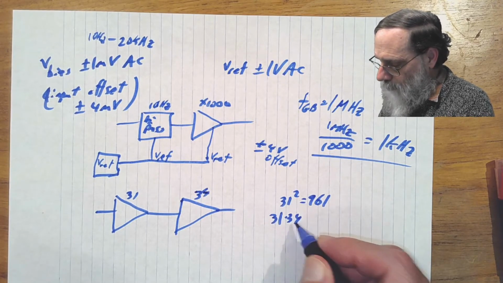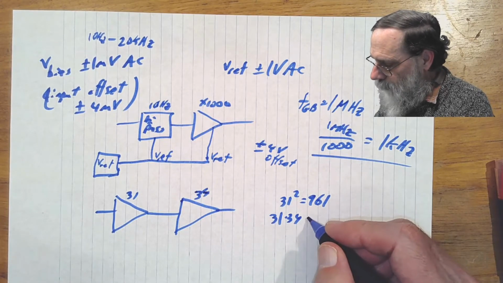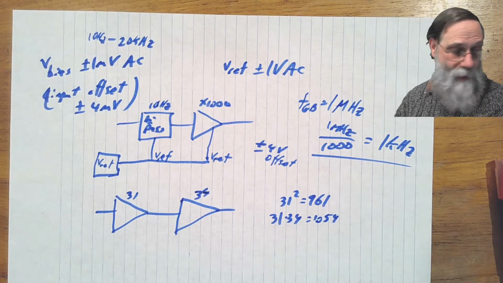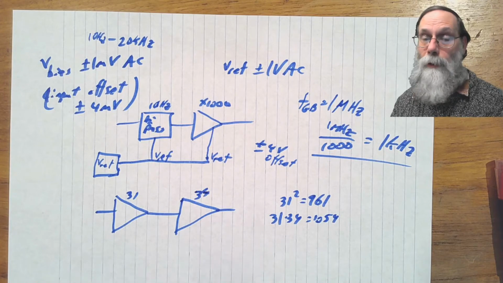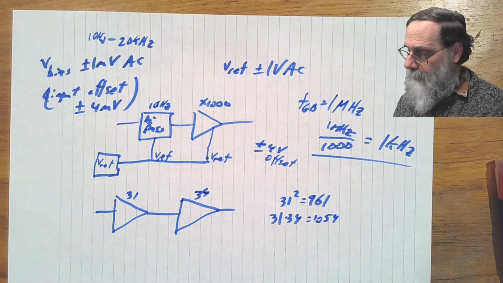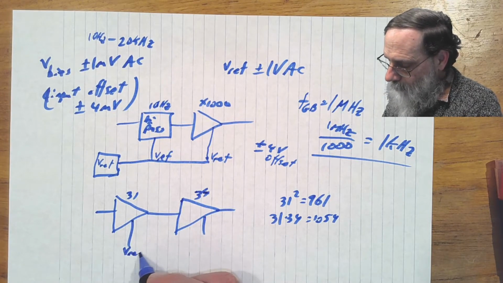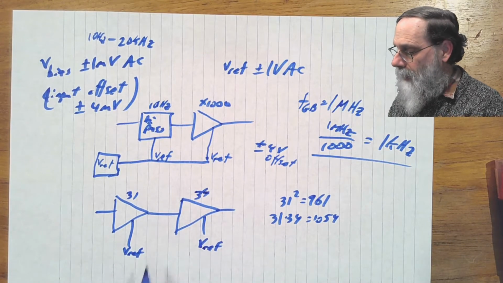31 times 34 is 1054. So depending whether we want a little bit high gain or a little bit low gain, we can choose 31 and 31 or 31 and 34 as the gains of our two stages. And again, we would need Vref going into each of these with a Vref generator.